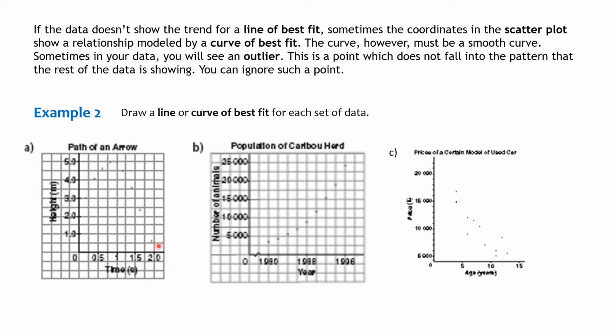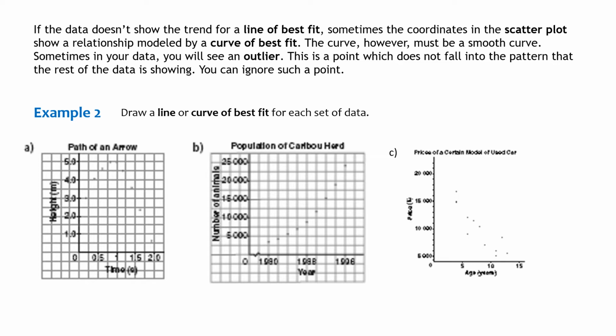So I can't draw a line, that's not a line of best fit. And when you think about an arrow, that wouldn't be linear. I wouldn't draw a line like this because as time increases, the arrow is not going to keep increasing in height. The arrow is coming back down again. This is a great candidate for a curve of best fit. So I'm going to try and draw a curve here.